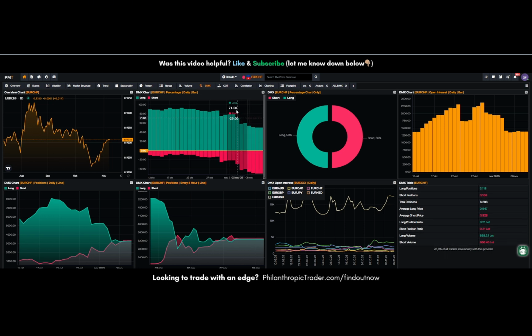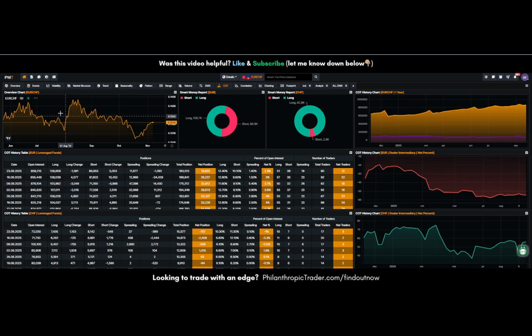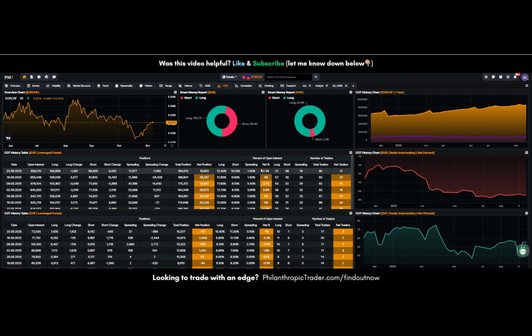So yeah, then we go to the Commitment of Traders, and here we see the smart money report. The majority is going long, and for the euro, the CHF is also going long. Here we have a nice view of it, because if you take a look at the original report, it's quite unstructured and cluttered, and this is displayed in a nice way. It's really good to see if they're going long.